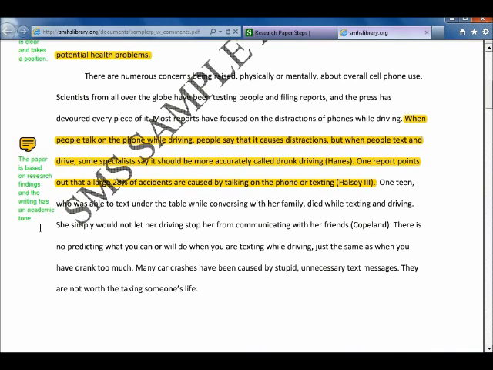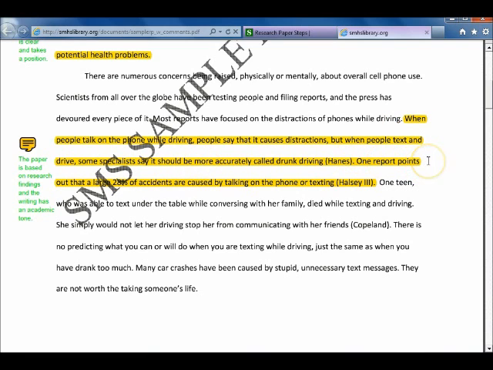When people talk on the phone while driving, people say that it causes distractions. But when people text and drive, some specialists say it should be more accurately called drunk driving. Haynes. One report points out that a large 28% of accidents are caused by talking on the phone or texting. Halsey, III. Notice how the author of the paper phrases things here. Notice the phrase, some specialists say, and the phrase, one report points out.